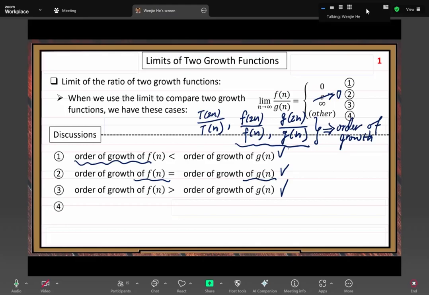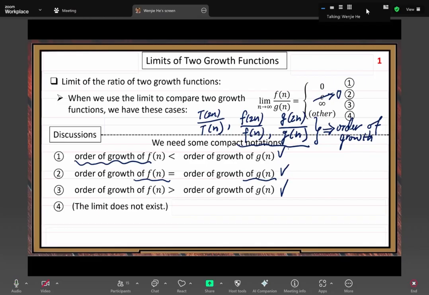All right, what's case number 4? Before the discussion, let me tell you what that case is. The limit does not exist. The limit doesn't exist. It's possible. When you learn calculus, you need to consider this case, the limit does not exist case.